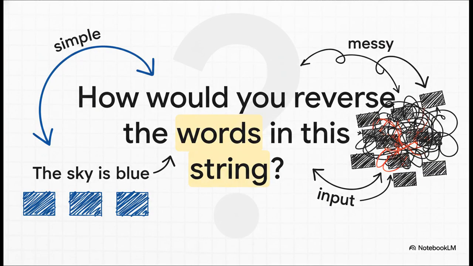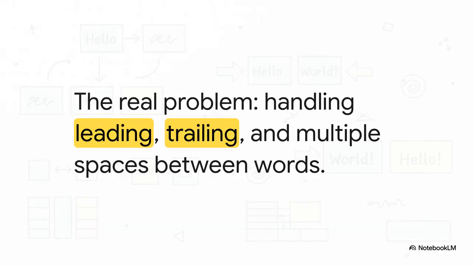I mean, on the surface, it's easy. "The sky is blue" just becomes "blue is sky the." Simple enough, right? But what if the string they give you isn't so clean? What if it's kind of messy? Yeah, look at that. You've got spaces at the beginning, spaces at the end, and even a bunch of extra spaces squished in the middle. This is the real problem. It's not just about reversing, it's about handling all this messy white space. A good solution needs to clean this all up perfectly.